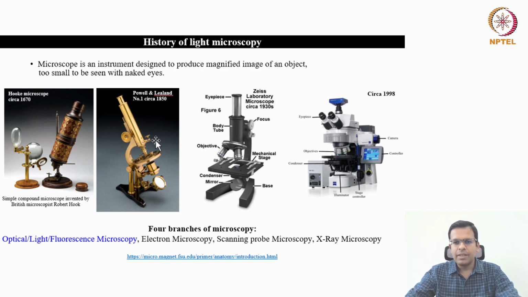Then several developments took place, and Powell and Leland produced a little more sophisticated microscope in 1850. It looked like this, where the light source is integrated, and now you can actually focus the light onto the condenser of the microscope, and that can be used for making the magnified image of the object.